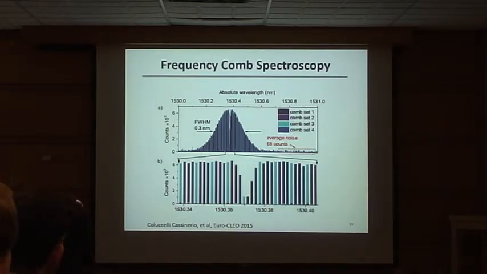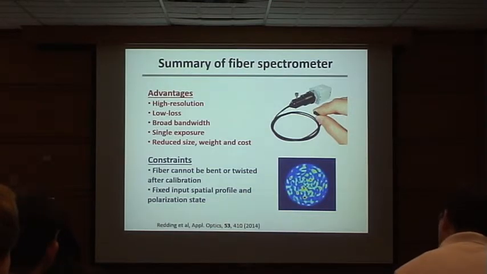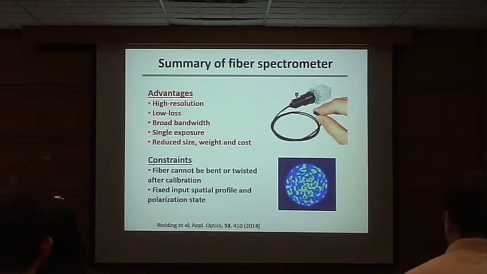And so let me try to summarize this fiber spectrometer. What's the advantage? The advantage is that it can have very high resolution, very low loss, because the transmission through the fiber is really no loss for 100 meter or 200 meter fiber. It's broadband. Why is it broadband? Because we map one-dimensional spectral information to two-dimensional speckle. So that's why we have many more spatial channels that allow us to recover the spectral information. And then it can be a single exposure, and can be reduced in size, weight, and cost.